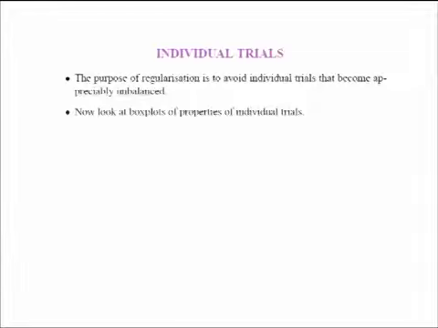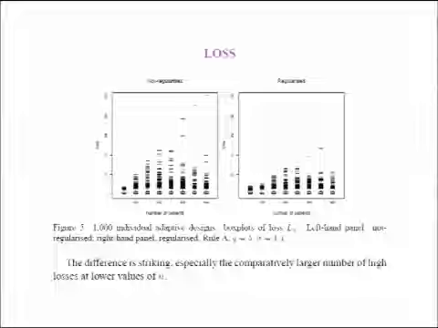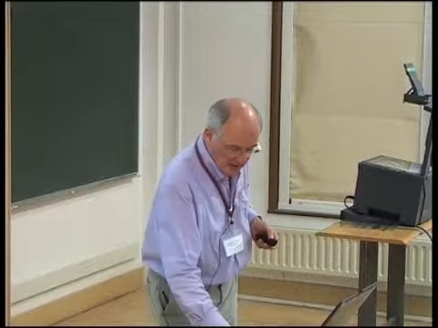But we shall now look at individual trials, and here we go. Here, for example, is loss, and you can see what is happening, I think, quite clearly. At the early stages of the trial, quite a lot of trials have relatively large values of loss here, far fewer here. And this is caused by unbalanced trials.